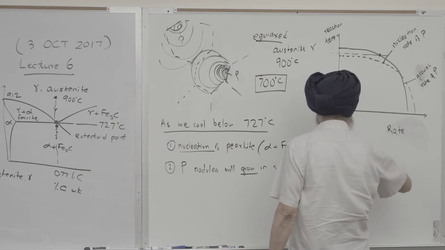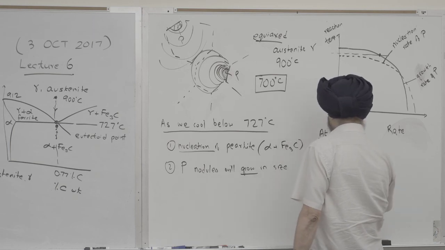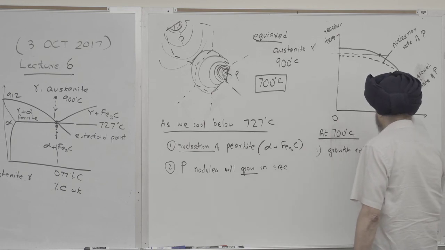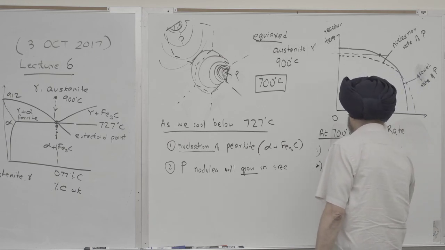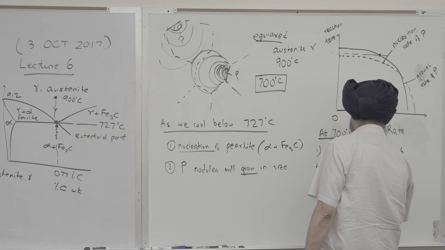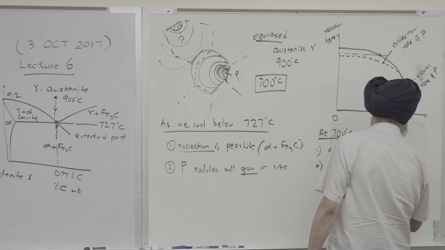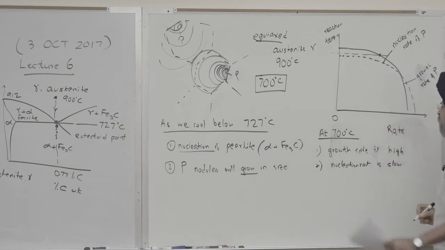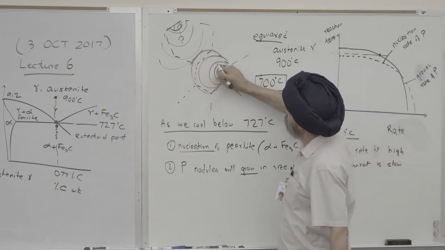700 degrees centigrade? So at 700 degrees C, our growth rate is high, our nucleation rate is slow. This should be growth rate is high. So at 700, just below eutectic, growth rate is high, nucleation rate is slow. So I'm only showing two nuclei, and these nodules are very big.